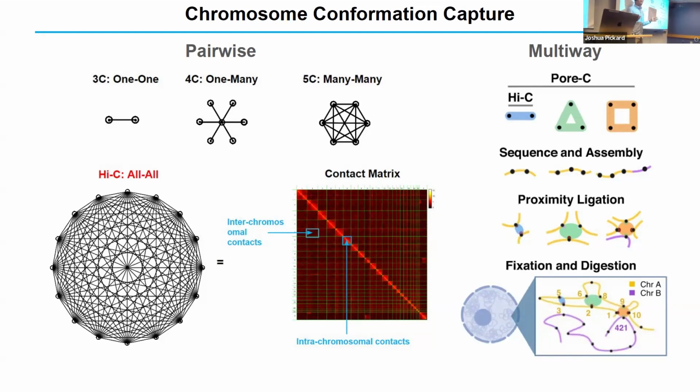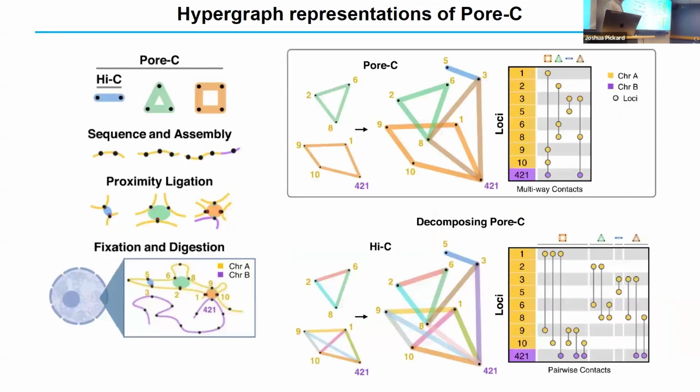And because of that, if we want to keep that information, we have to represent it as a hypergraph. So here we have the same figure on the left describing this process: we have our chromatin and we extract these 4-way contacts. Now let's talk a little bit about what a hypergraph structure looks like.